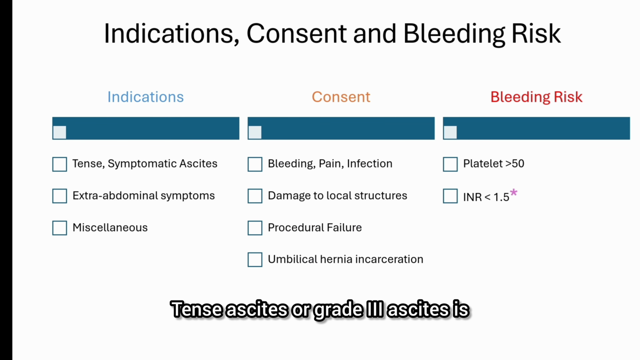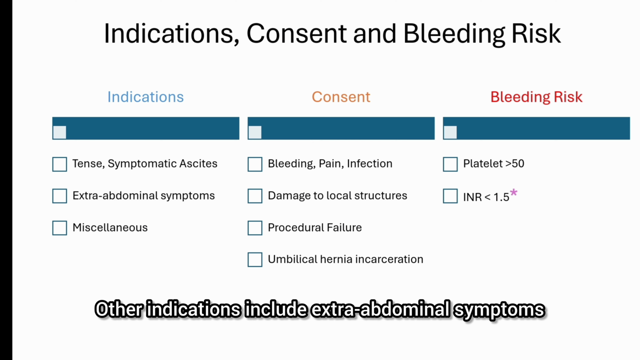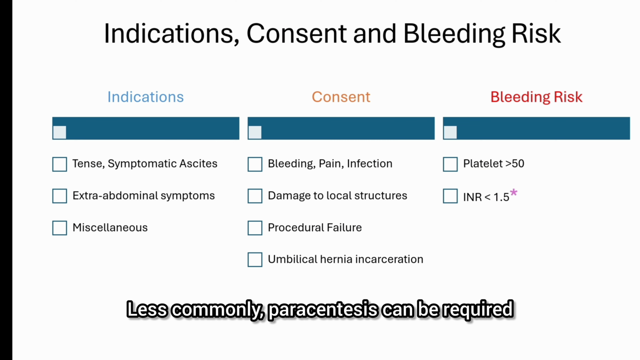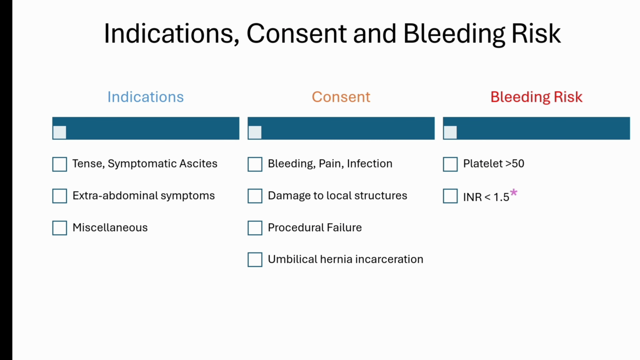Tense ascites or grade 3 ascites is where the abdomen is grossly distended and very firm in palpation. Other indications include extra abdominal symptoms caused by ascites such as breathlessness. Less commonly, paracentesis can be required before certain imaging or abdominal procedures.